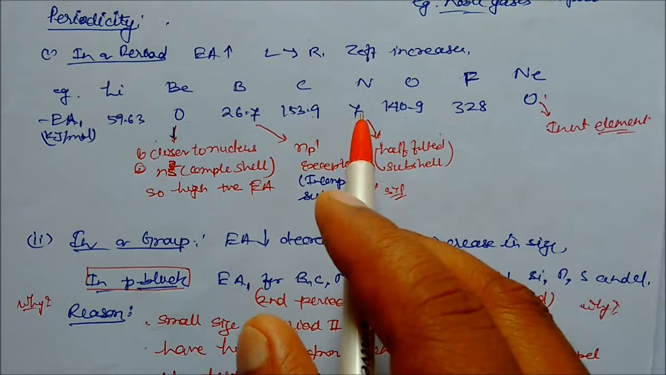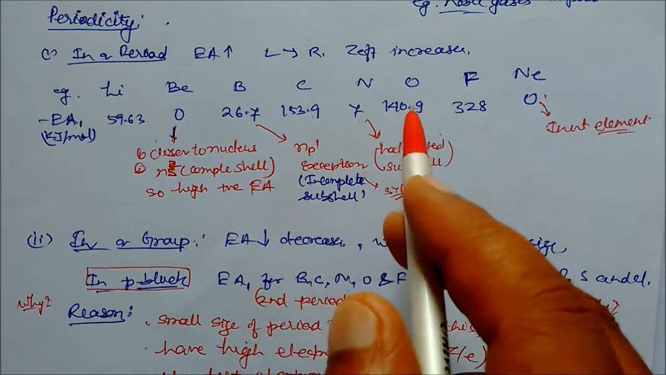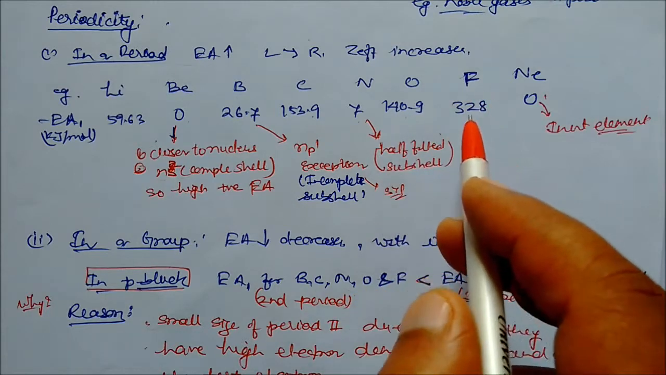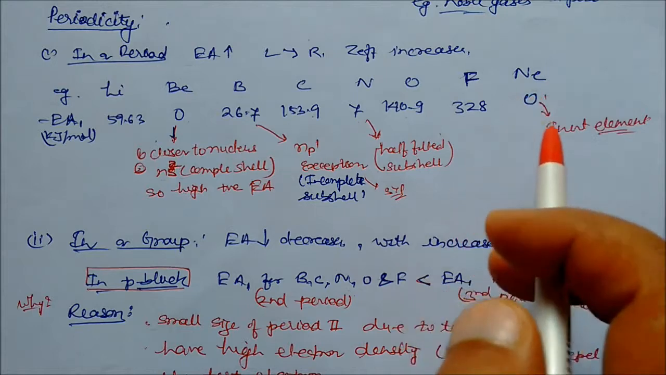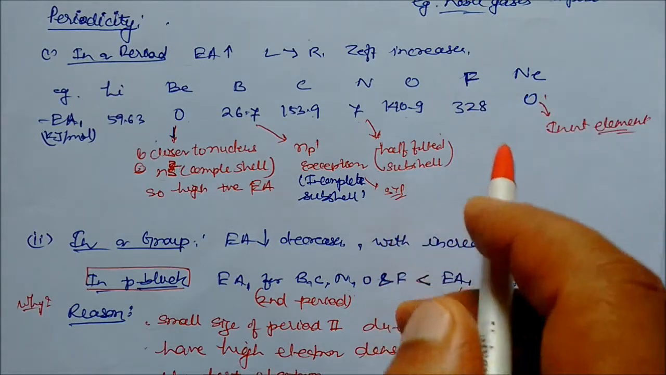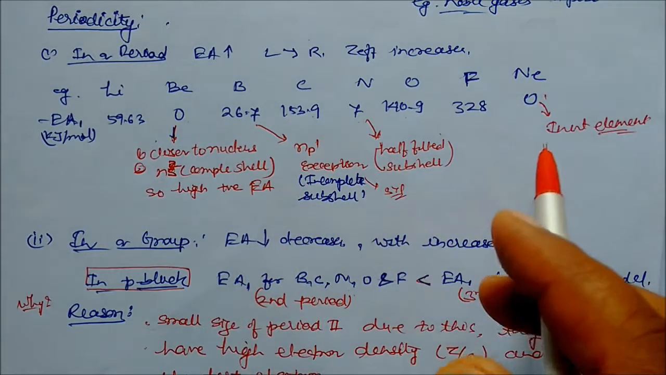So again this is more stable. So this will give you very less amount of energy. Oxygen gives again some amount of energy. Fluorine gives a very high amount of energy. And if you take neon, this is an inert element. So they will give you positive electron affinity, meaning they will not accept an electron.